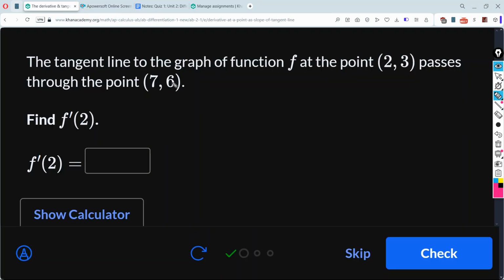All right, so it says the tangent line to the graph of function f at the point (2, 3) passes through the point (7, 6). Find f prime of 2. Okay, what does f prime of 2 mean? They are asking us for the slope at x equals 2. All right, that's what they're asking us.